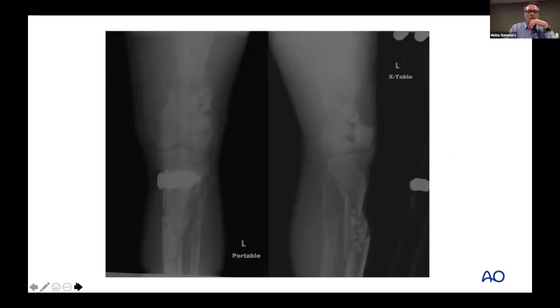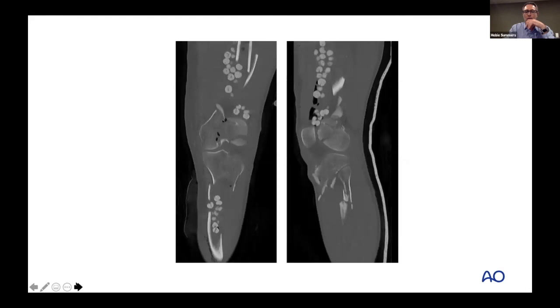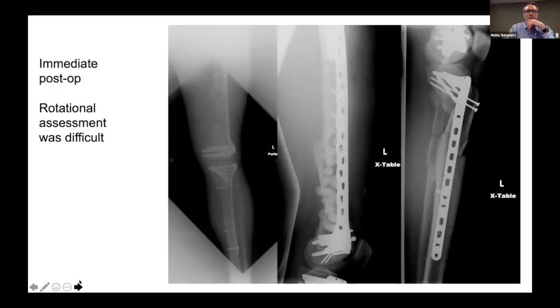Antibiotic beads to start with. And then some selected CT scan cuts of his articular surface. He's got kind of a real deal, but not horrible intra-articular injury with a lot of metadiaphyseal comminution. So this is his immediate post-operative x-ray.